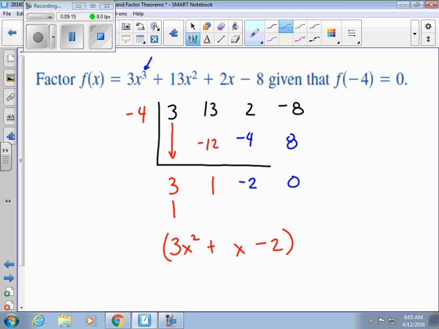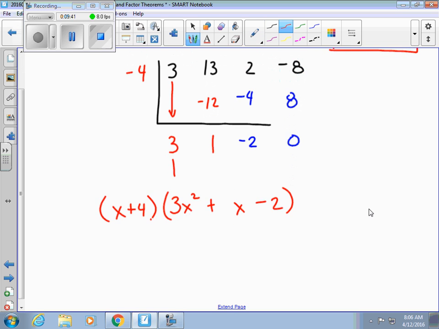Now, that's the trinomial, that's a factor. The other factor comes from f of negative 4 is equal to 0, just like on the example that precedes this. It is x, and it's the opposite sign of negative 4. So it's x plus 4 is the other one. From here, you have a trinomial that you can factor out. We already have x plus 4, so you can factor out this trinomial.